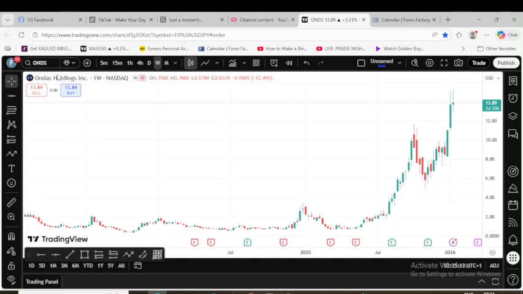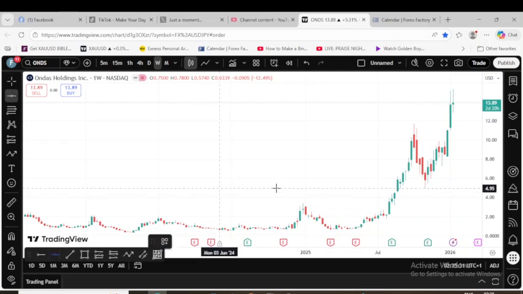Today we're going to do some thoughts and analysis on ONDS Holdings Incorporated. These are stocks. And we'll start from the weekly time frame. So as usual, we'll identify our zones.